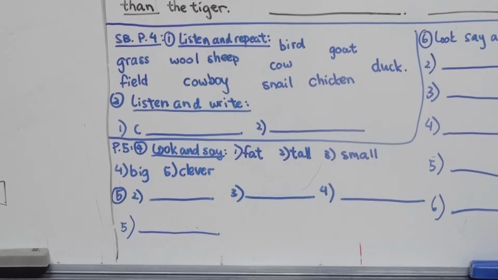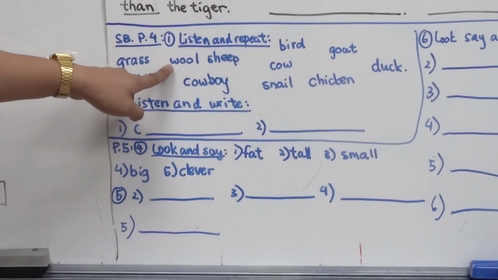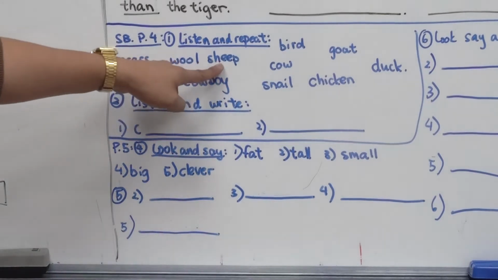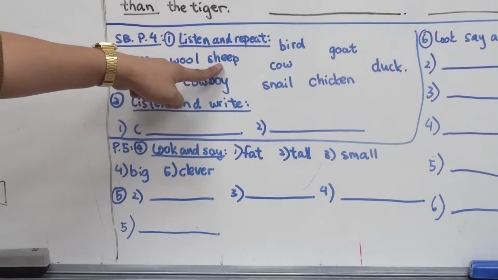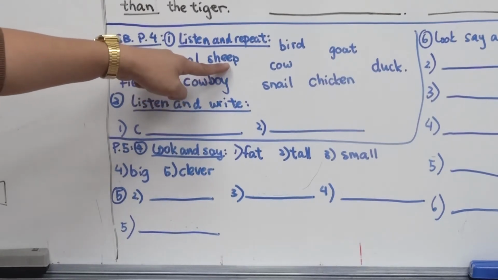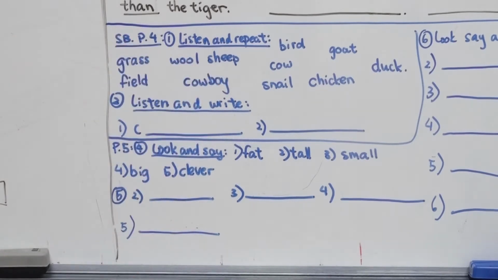Now the next one. Wool. Wool. Okay? Sheep. All right? Sheep. Now be careful when you read this. It's not ship, okay? It's a long sound. Sheep. Sheep. Okay?